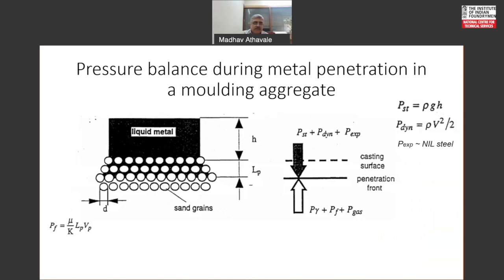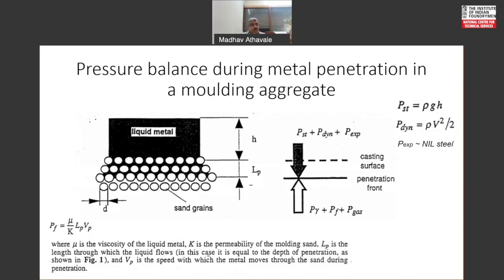Now, PF stands for frictional forces, and the equation is mu by K into L_p into V_p, where mu is the viscosity of the liquid metal, K is the permeability of the molding sand, and L_p is the length through which the liquid flows. In this case, it is the depth of penetration as seen in the picture there. And V_p is the speed with which the metal moves during the penetration.